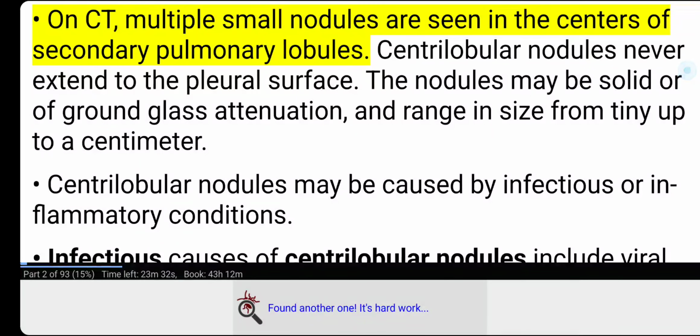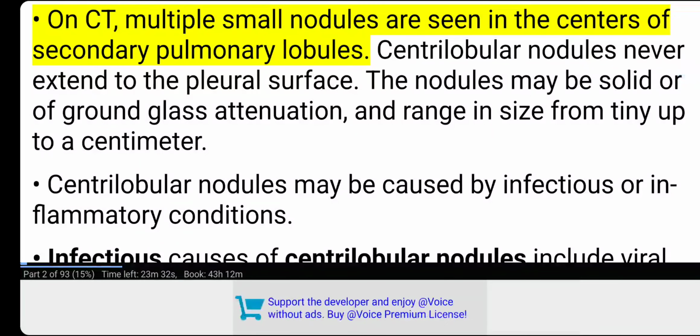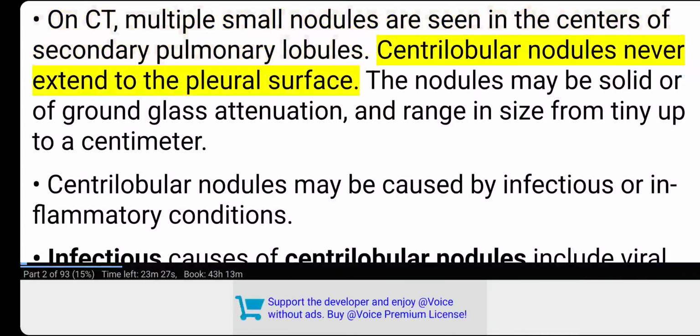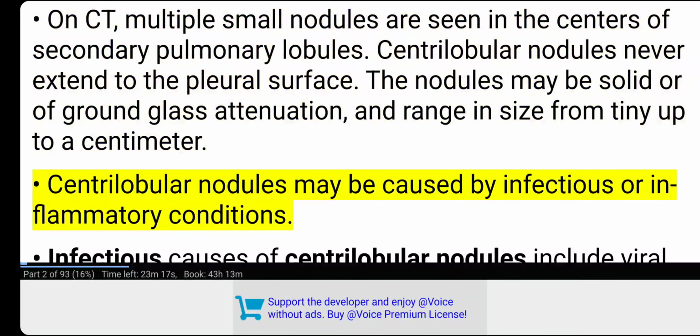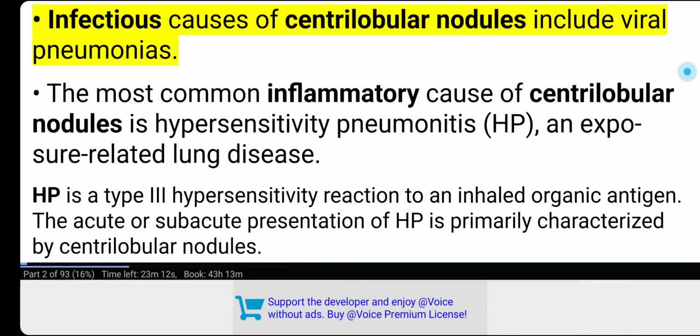On CT, multiple small nodules are seen in the centers of secondary pulmonary lobules. Centrilobular nodules never extend to the pleural surface. The nodules may be solid or of ground glass attenuation, and range in size from tiny up to a centimeter. Centrilobular nodules may be caused by infectious or inflammatory conditions. Infectious causes of centrilobular nodules include viral pneumonias.